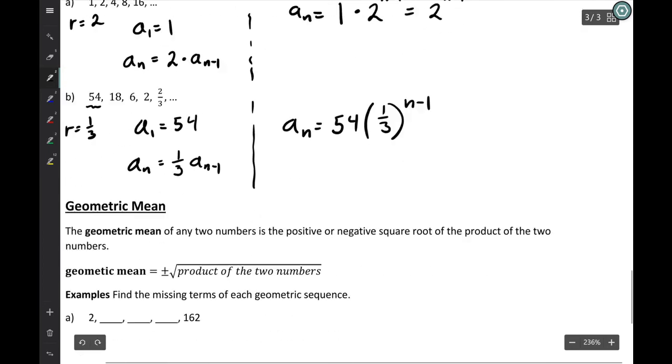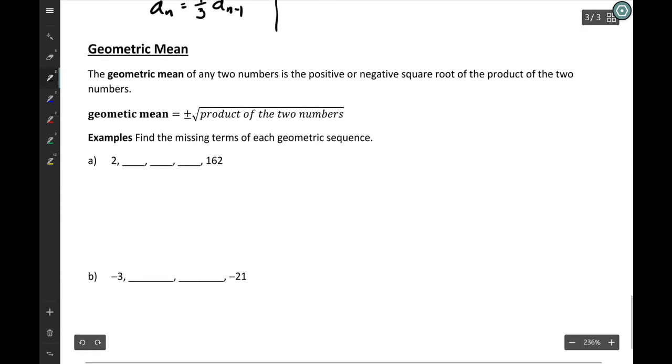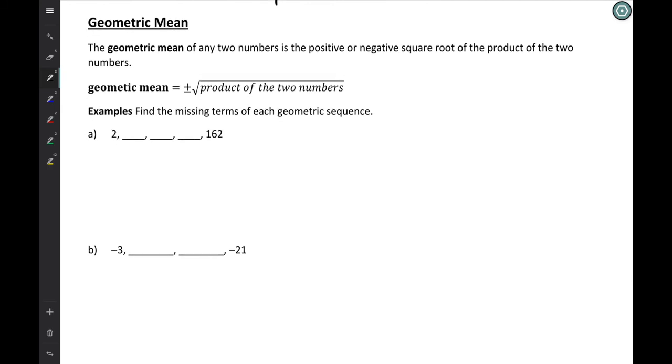Alright. One last thing I want to talk about, because it might pop up, is called the geometric mean. So the geometric mean of any two numbers is the positive or negative square root of the product of the two numbers. So geometric mean is plus or minus square root product of two numbers. So let's find the missing terms in each of these geometric sequences using the geometric mean, or using our equation like we did last time.